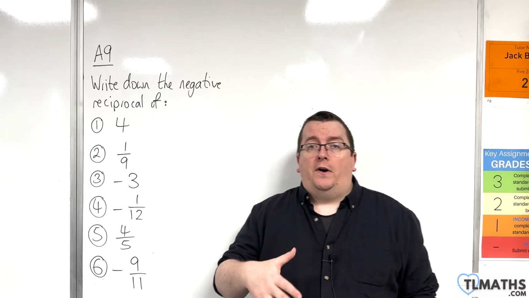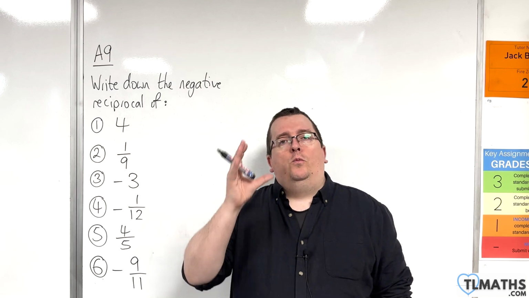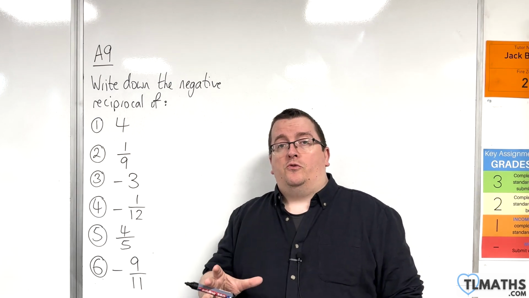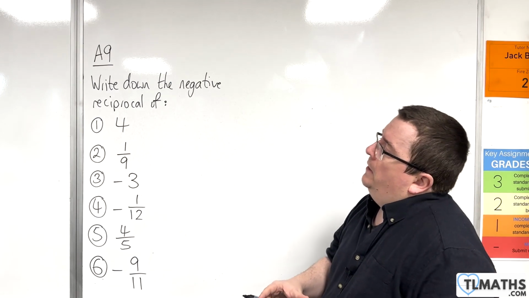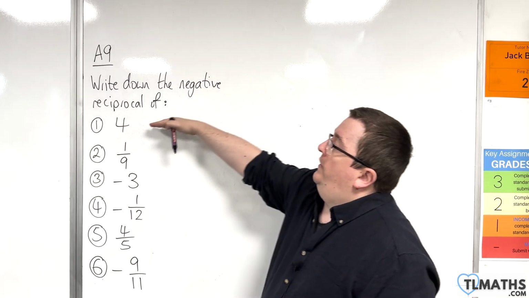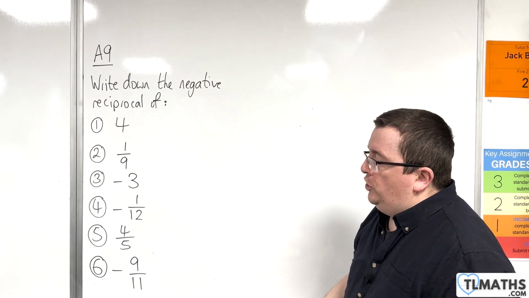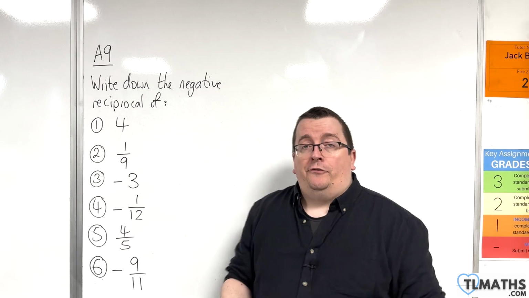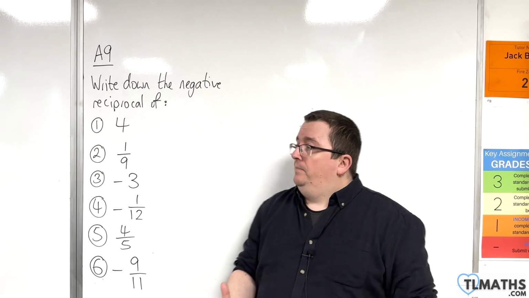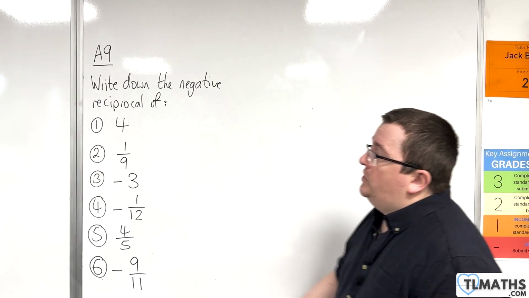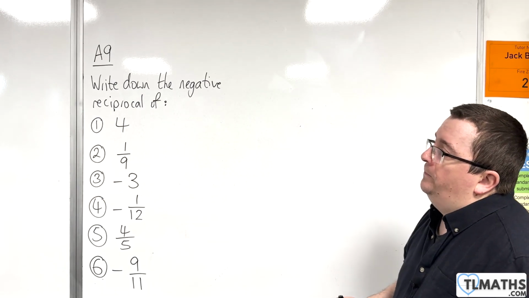So when we're trying to find a perpendicular line, we want to take the negative reciprocal of the gradient. So let's say this was the gradient of my original line, and I want to find a line that is perpendicular to it, so I need to find the negative reciprocal of each of these values.